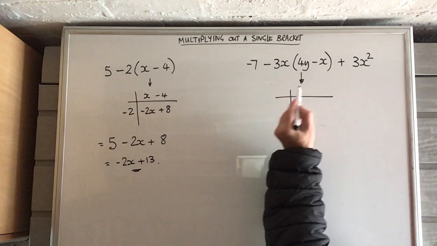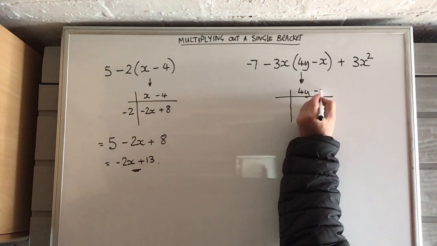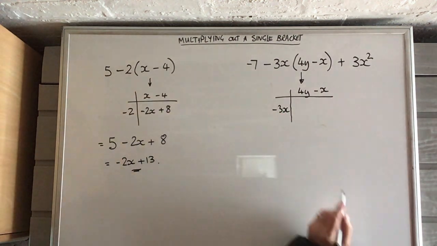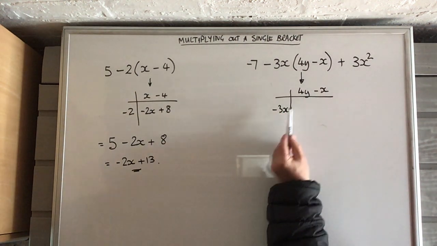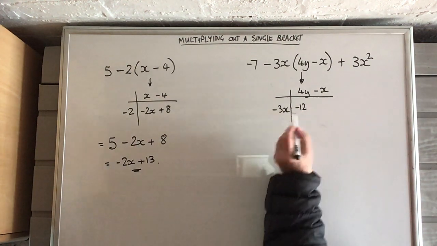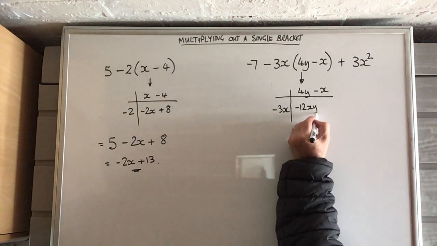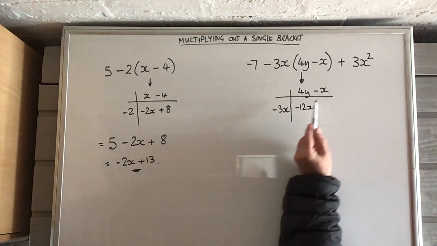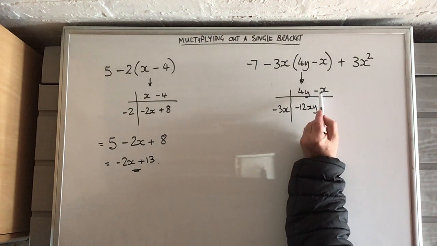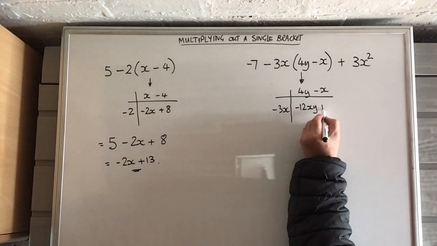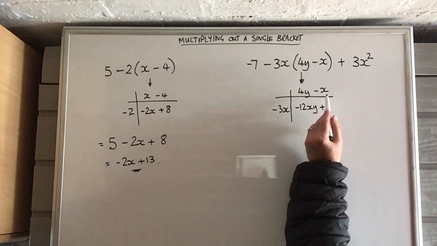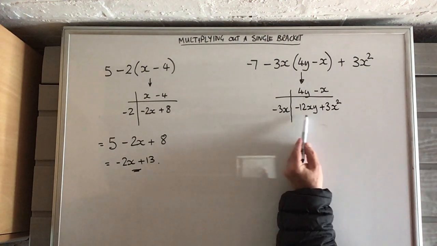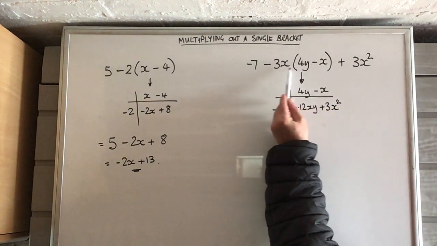So doing this wee bit here, bracket along the top, negative 3x down the side, and let's work that out. Negative 3 times 4 is negative 12, multiply the letters together, you get xy. And the next bit, negative 3 times negative 1, remember there's a 1 there that you don't see, that gives you a positive 3. Multiply the letters together, x times x is x squared. So that answer there is the answer to all of this.